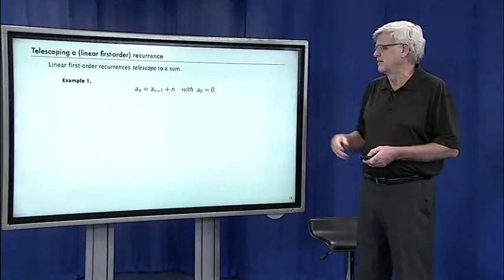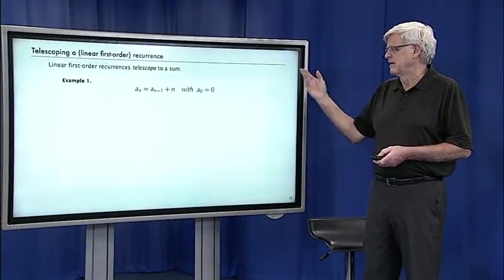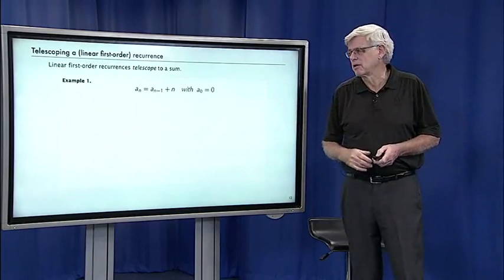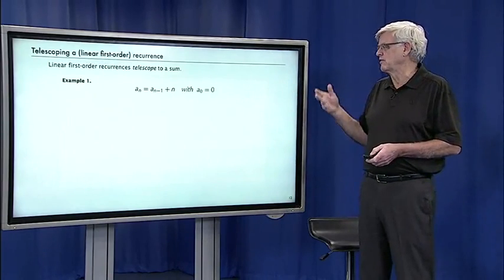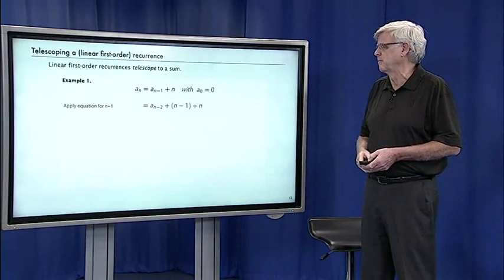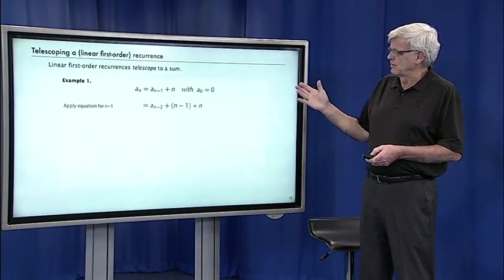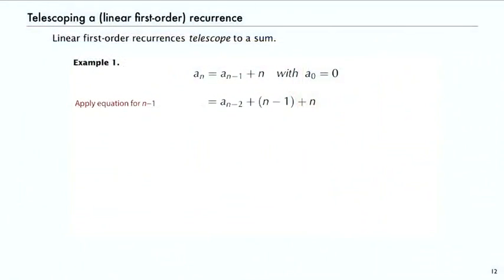So this is a very simple recurrence. And what I want to show with this example is that recurrences like this always telescope to a simple sum. So what we do is take the same equation for n minus 1 and apply it. We did this in the middle of the quicksort example before.